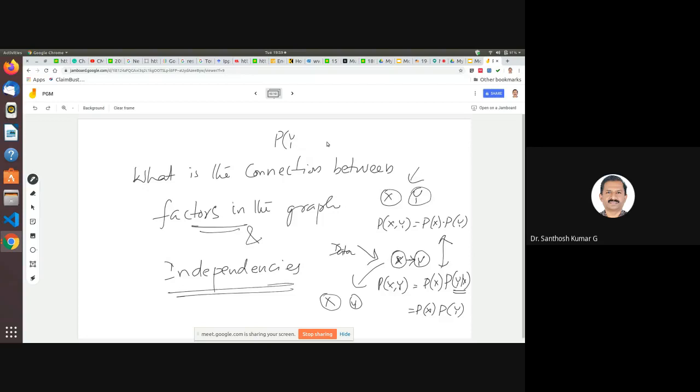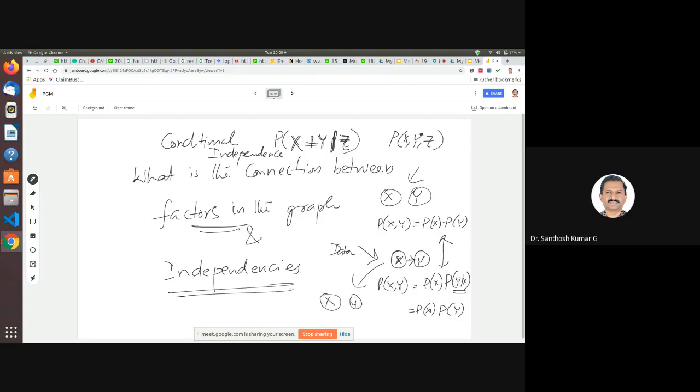I need one more variable to tell that. Let's say p of x independent of y given some other variable. So I need three variables to define something called conditional independence. Conditional independence. That means x and y are independent given another variable z. So this applies to p of x comma y comma z.